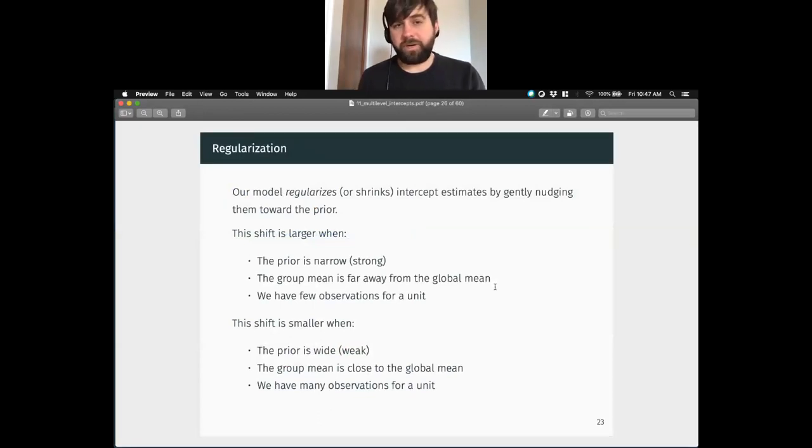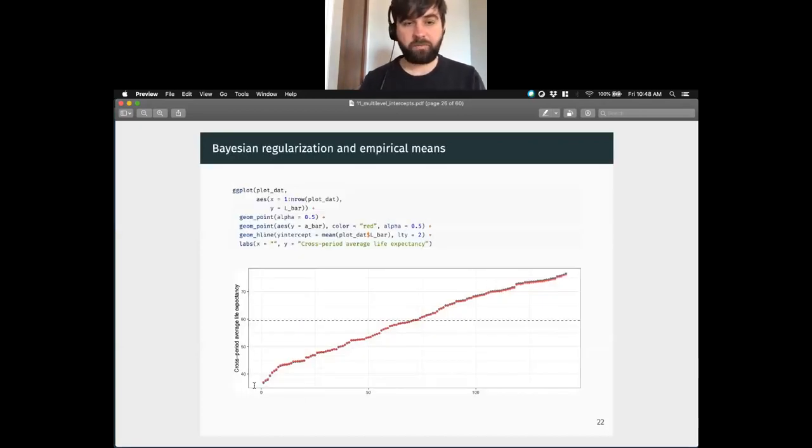So regularization, right? Our model shrinks intercept estimates by gently nudging them toward the prior. And the shift is larger when the prior is narrow, when we have a strong prior. Now remember here we have that 55, 15, and the interval extends plausible values between plus or minus 2 standard deviations, so 35 and 85.